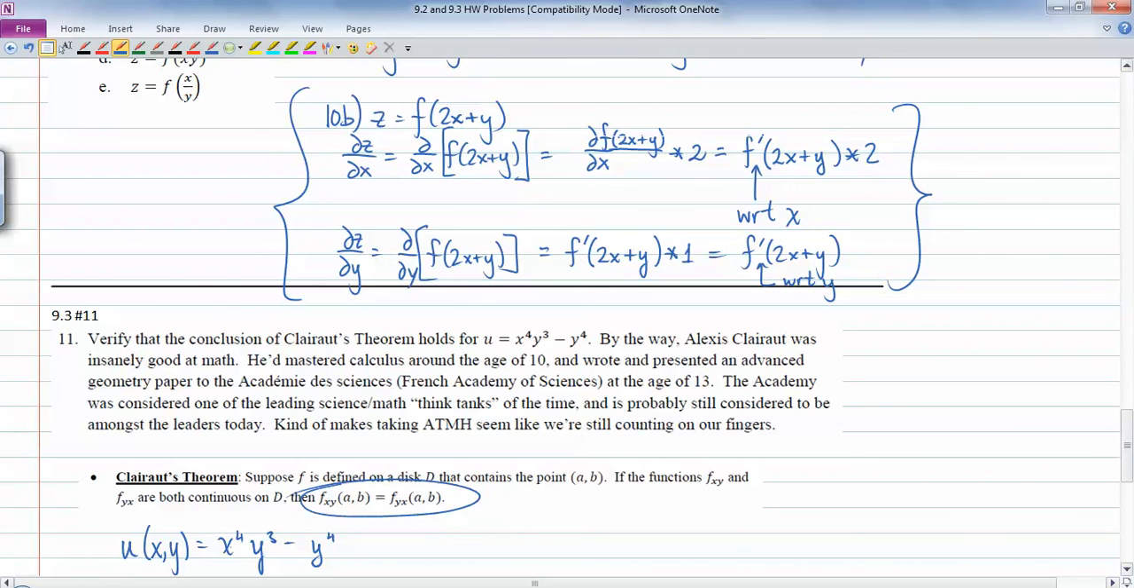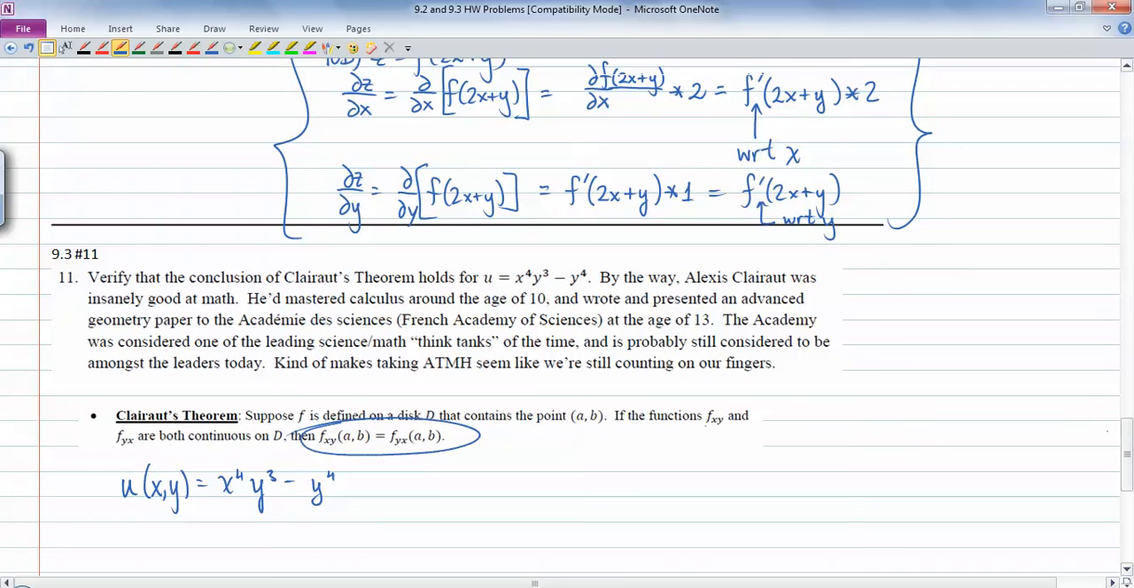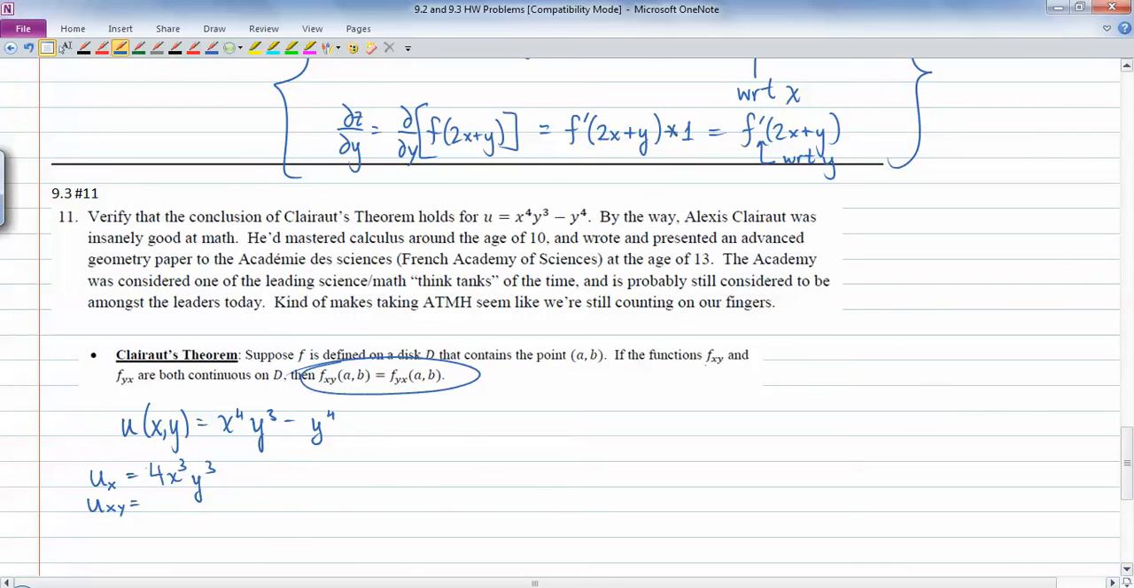Now we already know that this is a polynomial function, and so all of the derivatives are continuous everywhere, which means Clairaut's theorem has to hold. But we're actually just checking is f of xy equal to f of yx. So in this case, it's u. So let's do u sub x, and we get 4x cubed y cubed. And then if we do u sub xy, x is the constant now, so we get 3y squared out of the y term. So that's going to turn into 12x cubed y squared. So there's u of xy.